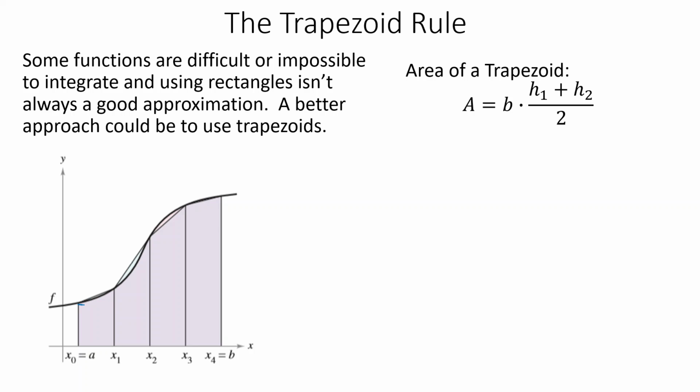So instead of just going over from this side and making a rectangle, or going over from this side making a rectangle, notice the trapezoid here goes right through the middle. It basically averages the two. It does a lot better job of approximating.